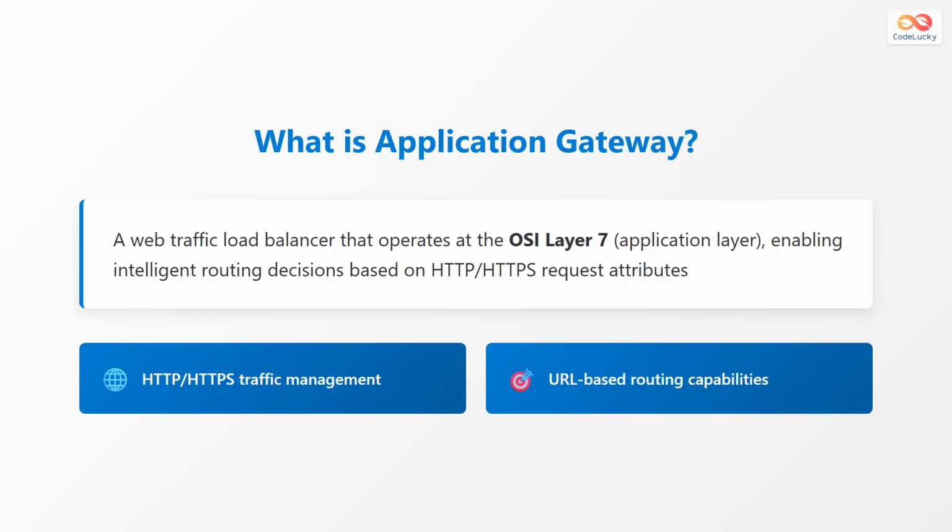Application Gateway is a web traffic load balancer that operates at the OSI Layer 7, which is the application layer. Unlike traditional load balancers that work at the network layer, Application Gateway can make routing decisions based on HTTP and HTTPS request attributes such as URLs, headers, and cookies. This enables sophisticated traffic management, including URL-based routing and multi-site hosting capabilities.